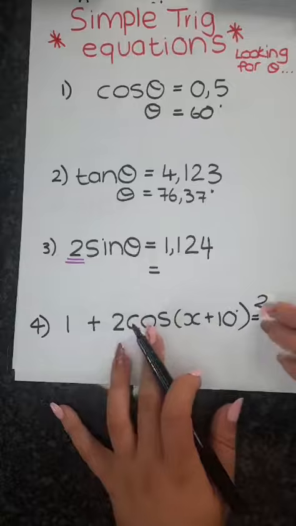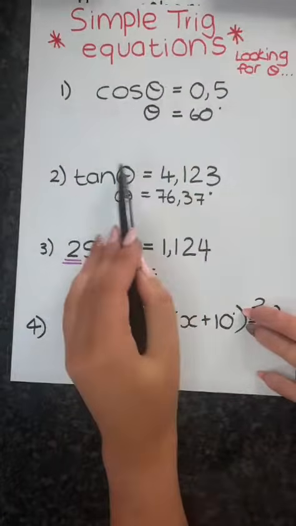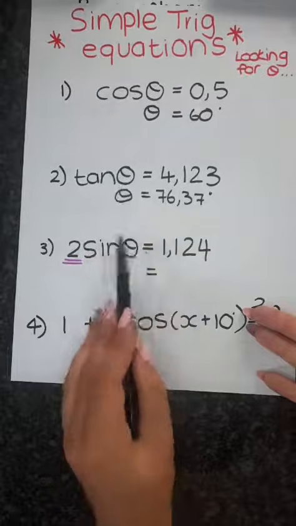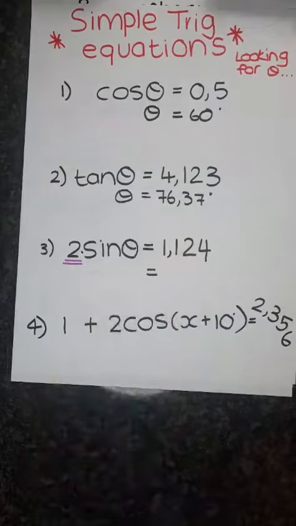So, how do I do this? I need to essentially isolate sine theta. I had cos theta isolated, I had tan theta isolated, now I need to isolate sine theta. This is multiply by 2, so I need to divide by 2.